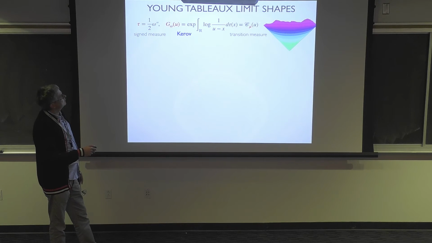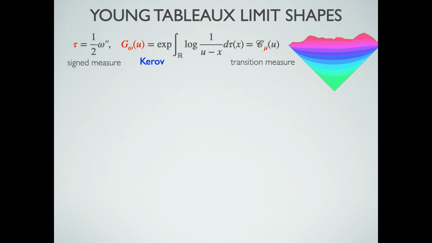So now omega is our profile function. Here it's some Lipschitz function describing the shape of the Young diagram in the limit. Then you can take its second derivative. It gives you a signed measure, and then define this g function for the profile. It will be holomorphic in the variable u.